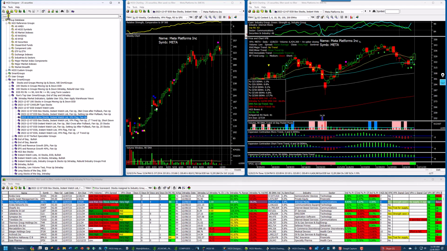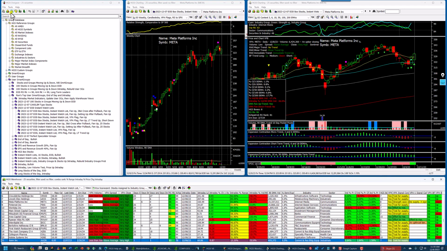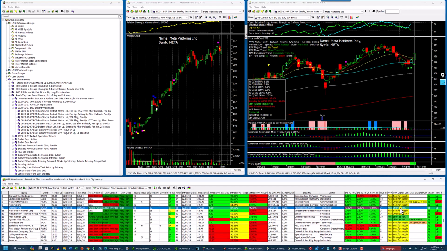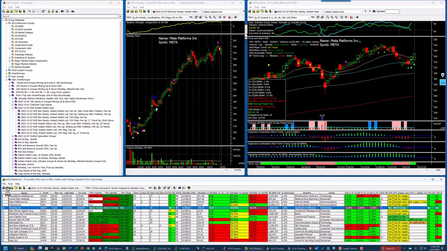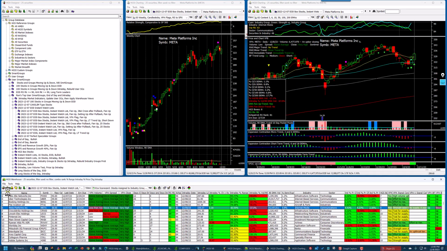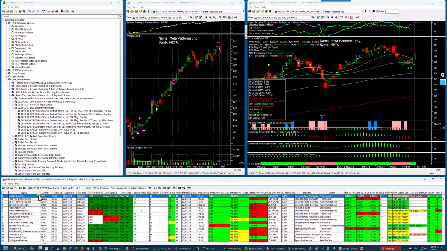But on this one, as I click through, you can see that every one of these has a VPA flag, and most of them are tests for supply. Here's an effort to rise right here. It's only up 10 cents today. Let's go up to the top of the list after this updates.